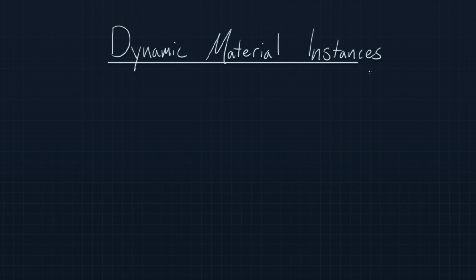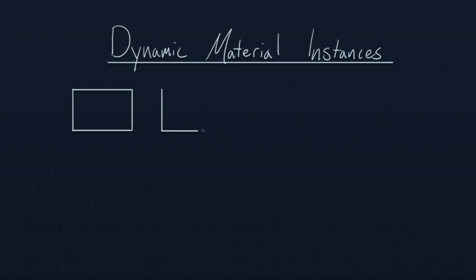Now, what is a dynamic material instance? Basically, it is a material that can update or change at runtime. So while you're playing the game, you can make a material change. Now, the way we're going to be approaching this is with the combination of two separate elements that you need to be aware of straight out of the gate.